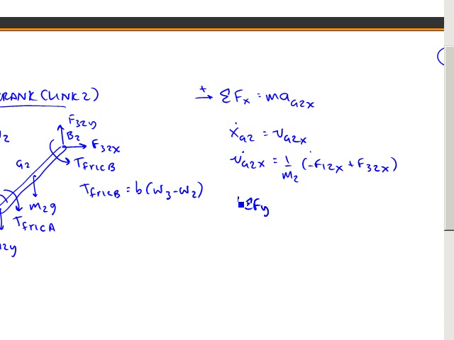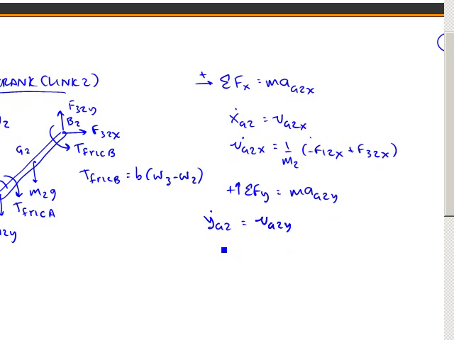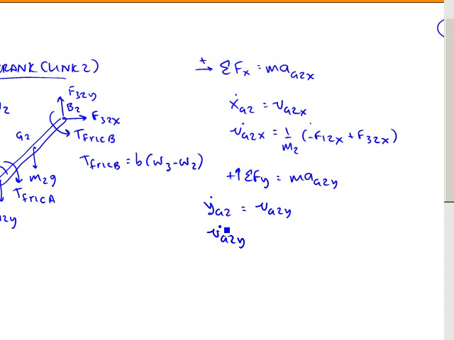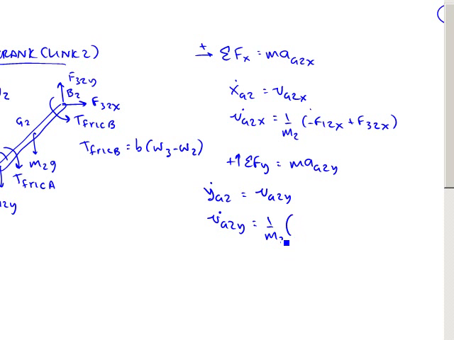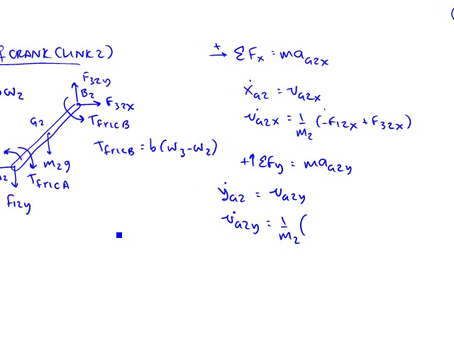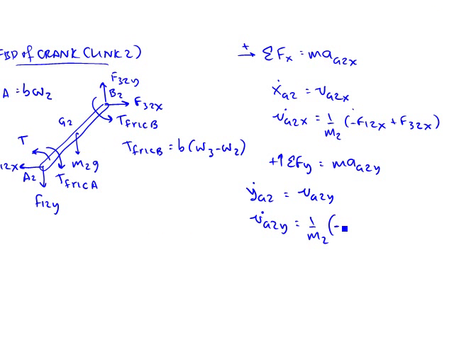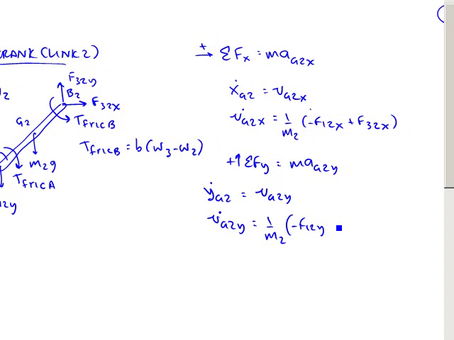Sum of the forces in the y direction will be m a_G2y. Y_G2 dot, that's the velocity of the center of gravity vertically. That'll be v_G2y. And v_G2y dot, that's going to be 1 over m2 times the sum of the forces in the vertical direction, minus F12y plus F32y minus m2 g.